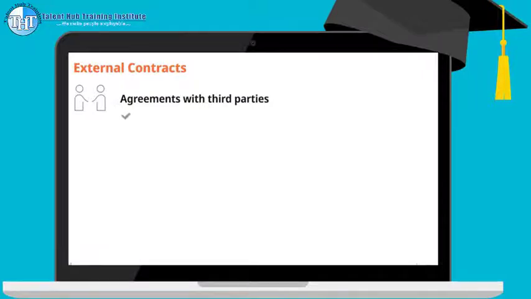Vendor agreement. This is a comprehensive agreement covering various aspects of a relationship with the vendor. It includes quality of goods supplied, duration of contract, mode of payment, etc.